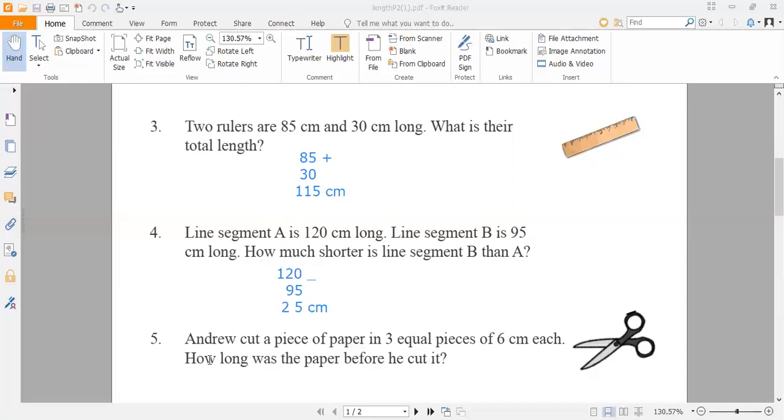Okay, question 5. Andrew cut a piece of paper into 3 equal pieces of 6 centimeters. How long was the paper before he cut it? We know that there are 3 equal pieces, each piece was 6 centimeters. Okay, so we want to know how long the paper was before he cut it. We say 3 times 6, or 6 plus 6 plus 6, or 6 times 3. Okay, 6 times 3 equals 18 centimeters.